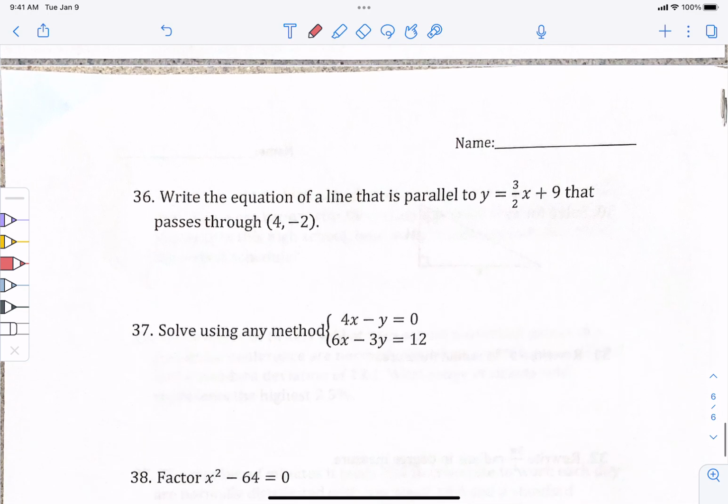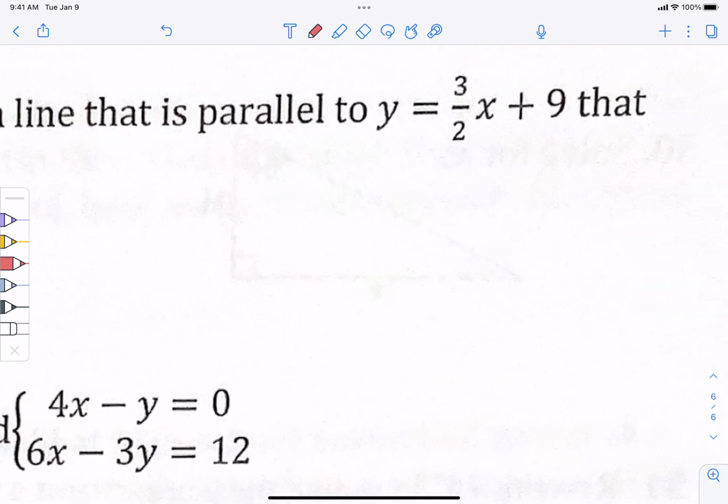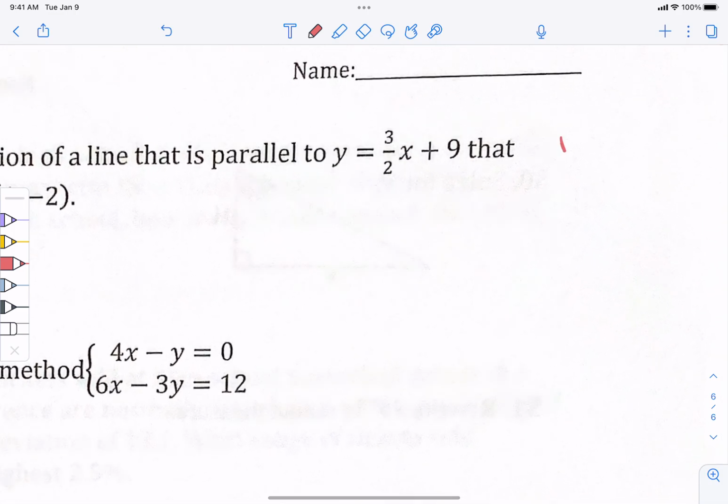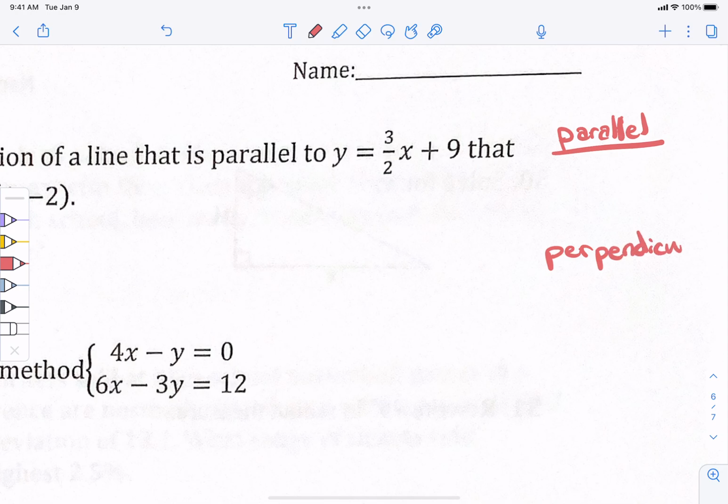All right, 36. Write the equation of a line that is parallel to this function. I'm going to write down two things over here on the side, and we're going to talk about parallel versus perpendicular, because on the test I might give you perpendicular instead of parallel. I'm not really sure. I don't remember. But parallel versus perpendicular, it's not too much harder.